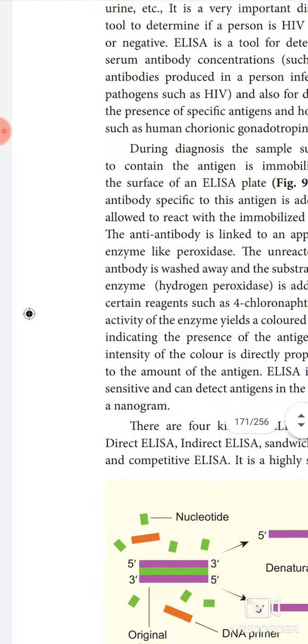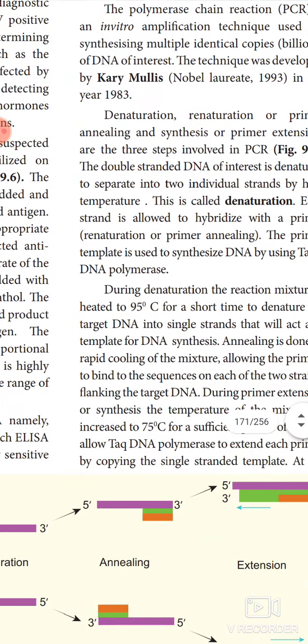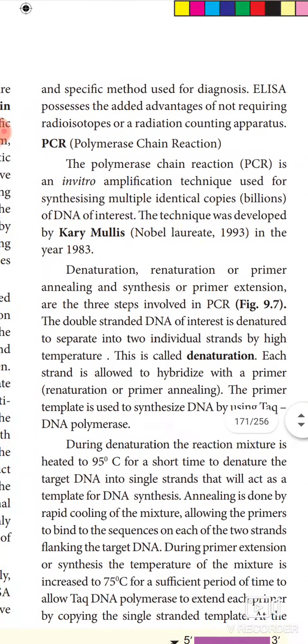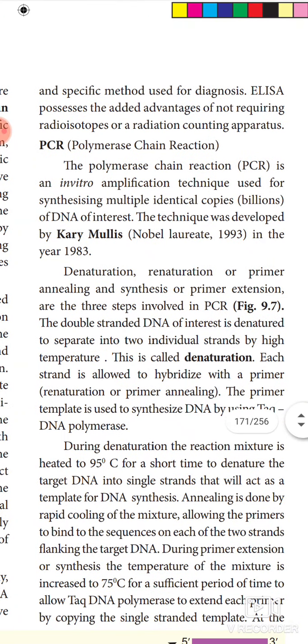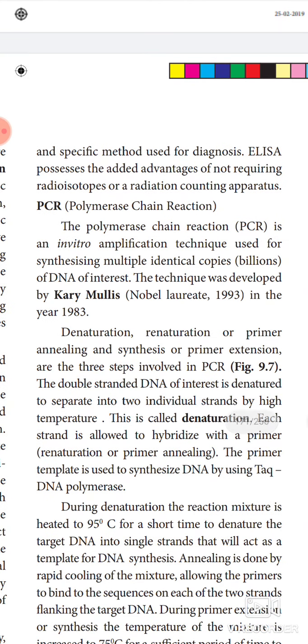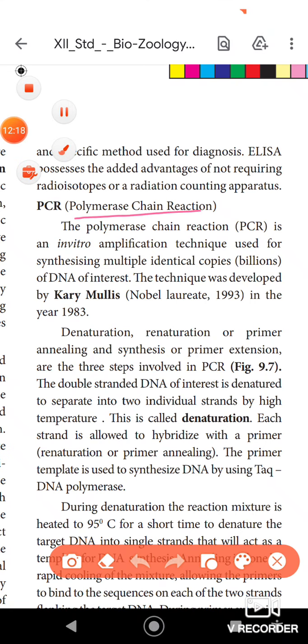Hope you all understood about the ELISA test. And now we move on to the second test, the second molecular diagnostic test called the PCR. It is one of the famous molecular techniques, which is abbreviated as polymerase chain reaction. Polymerase chain reaction.